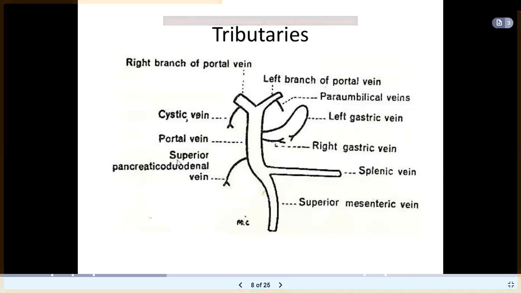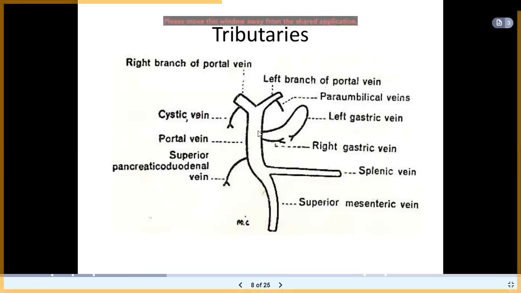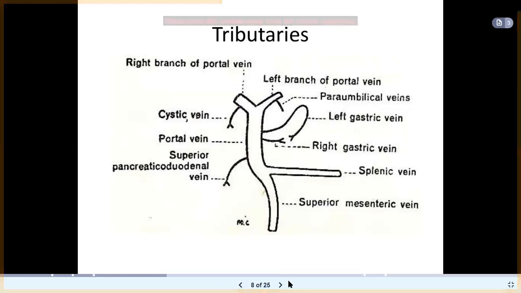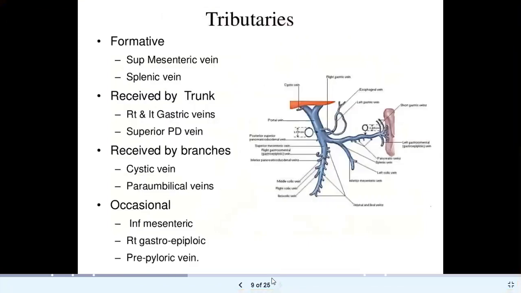Into the portal vein, you will see superior pancreatico-duodenal vein opening, right gastric vein, left gastric vein. Okay, they drain into the portal vein. This is the right branch of portal vein which is going into the right lobe of the liver, and the left branch of portal vein which will be draining into the left lobe of the liver. These two branches we will see at the level of porta hepatis. Into the right branch, cystic vein is draining, and into the left branch, para-umbilical veins are draining. Okay.